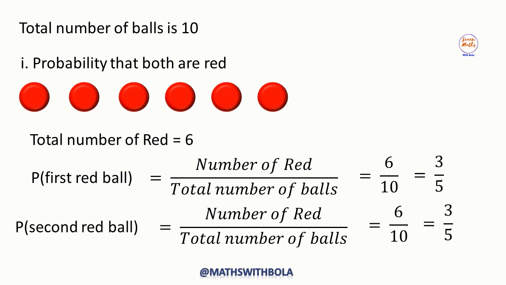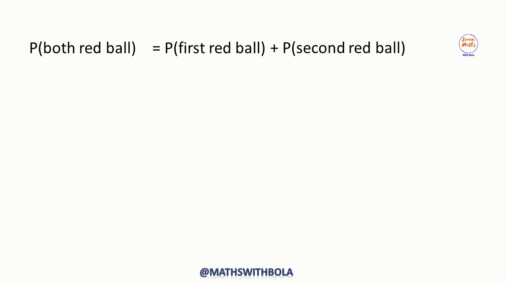If you were told that it is without replacement, that means I took a ball and I kept it somewhere. I didn't put it back into the bag. That is the meaning of without replacement. So we'll go on because we were told to find the probability that both are red. And at that point, what do we do? That will give us the probability of first red times the probability of second red.